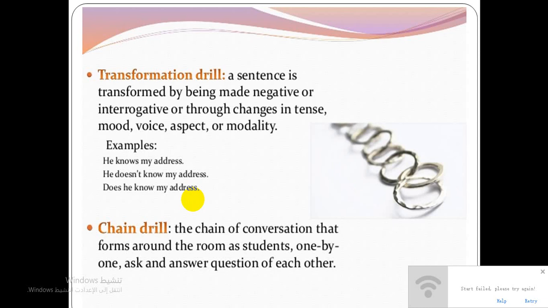A chain drill allows some controlled communication, even though it is limited. A chain drill also gives the teacher an opportunity to check each student's speech. For example, student 1: Where is the cat? Student 2: The cat is under the table. Student 2: Where is the cat? Student 3: The cat is under the table.